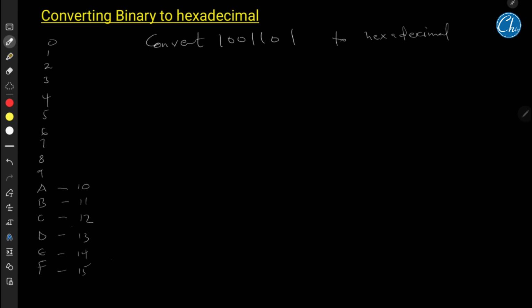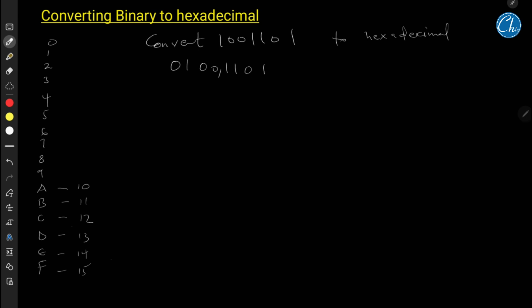When we group this, we won't get 4 groups. So, we need to add a leading zero. We need to rewrite it and add a leading zero. So, it's going to be 1001101, then we add a leading zero to get the groups of 4. So by adding the leading zero, we get 0100 as the first group and then 1101 as the next group.